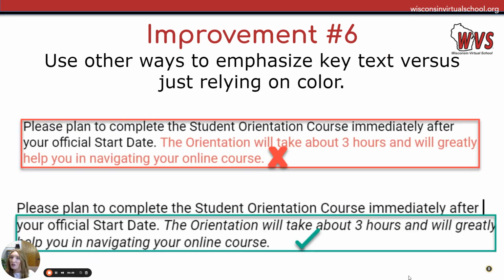Improvement number 6, use other ways to emphasize key text versus just relying on color. So you can see here that I just put the text in red. That would be really difficult for a learner to access. Red and green color blindness is actually one of the highest color blindness out there. And so when we're relying on that red and green especially, that can be really difficult for learners to navigate and be able to access. So think about maybe we are going to italicize that, again, using that sparingly, or putting note or important information here, thinking about ways that we can be creative.